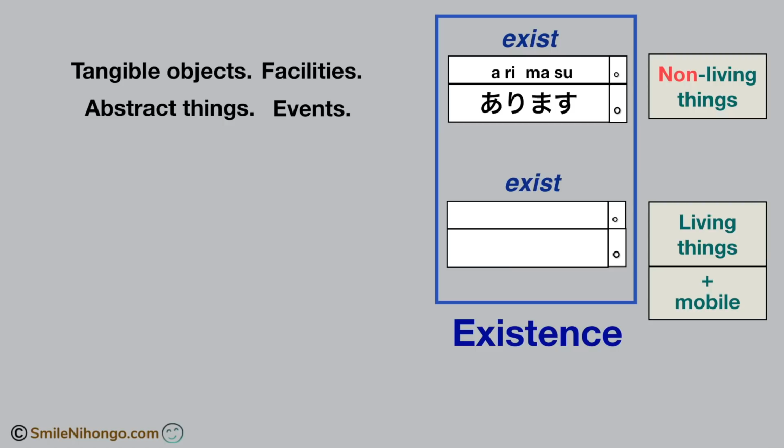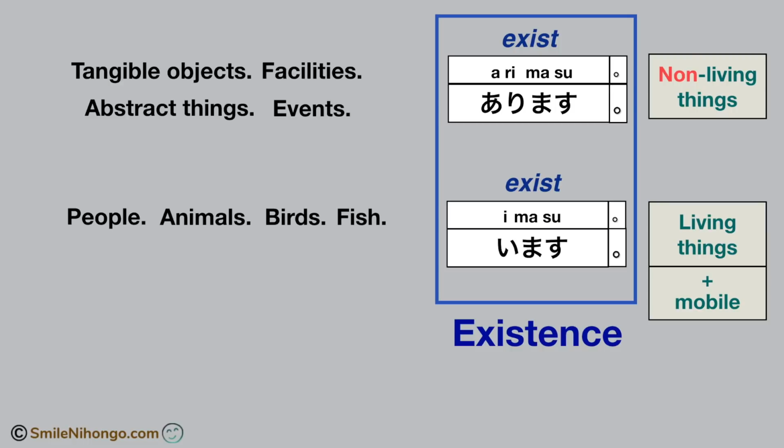The second one is when you talk about the existence of living things that move around. This is important, okay? It has to be something alive and mobile. Examples are people, animals, birds, and fish. For these things, you have to use this one. います。These are the 2 ways to say exist in Japanese.